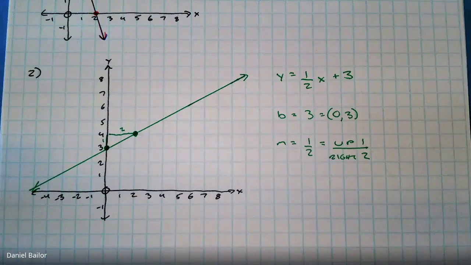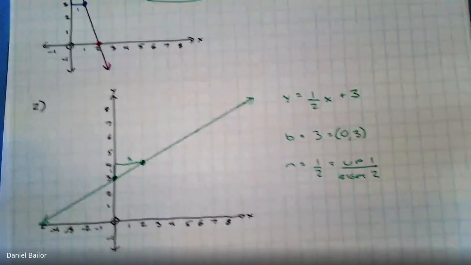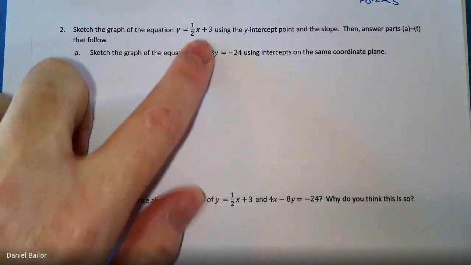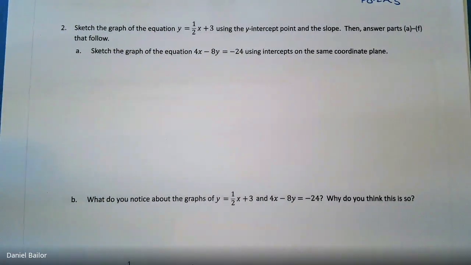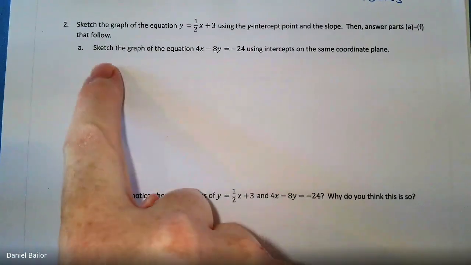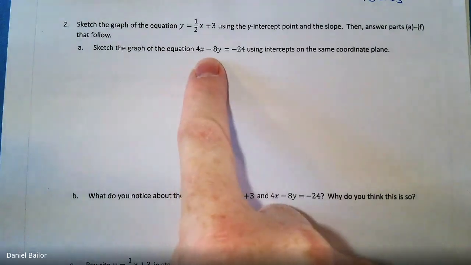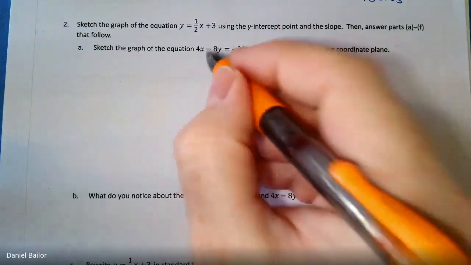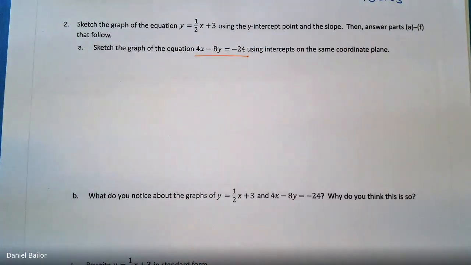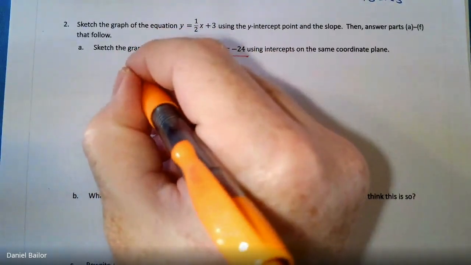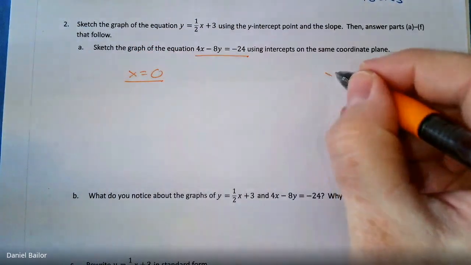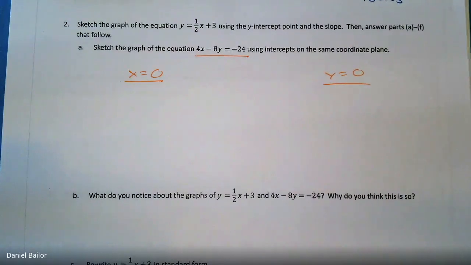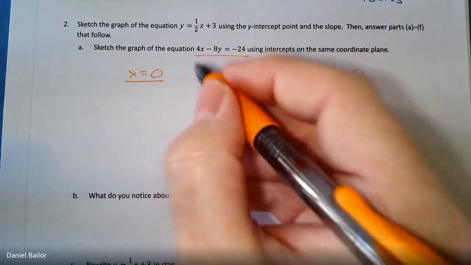Let's see what they want me to do next after I did my graph. It said sketch the graph using y-intercept and slope, then answer parts A through F. So now part A, I have another equation. Sketch this equation using intercepts. And remember, intercepts is when x is 0 and when y is 0. So let's find my coordinates with the intercepts.